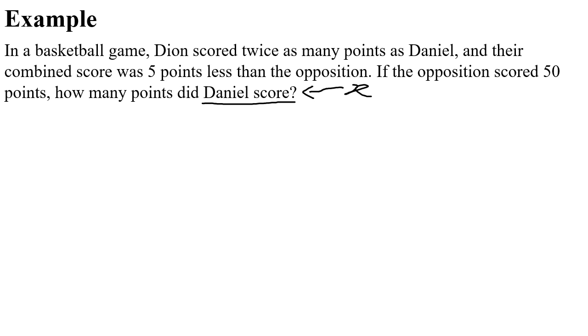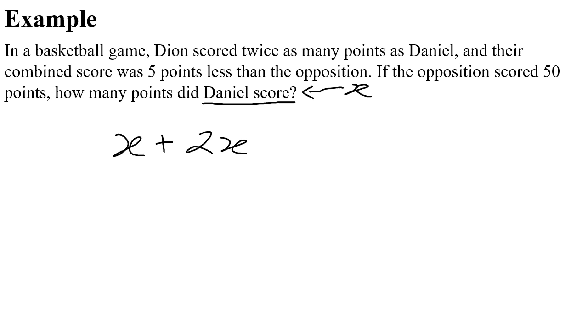So if X is Daniel's score, Dion scored twice as many points as Daniel. So Dion's score would be 2x, double as many as Daniel's was. And their combined score, so if I add those two together, this is Daniel's score and this is Dion's score. If I add them together, the result is 5 points less than the opposition. Now, this might confuse you. The word less there, in your mind, you would automatically translate that to a minus, except let's think this through.